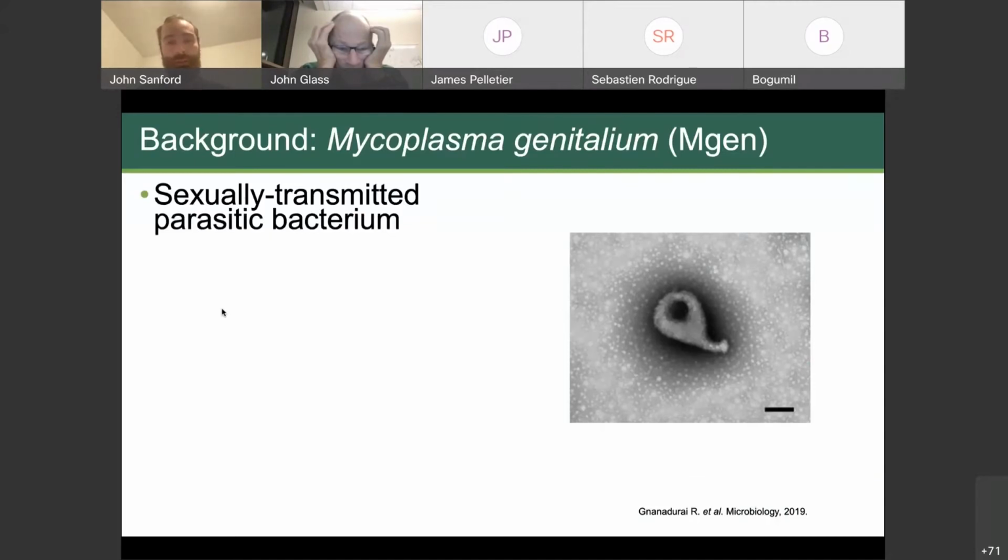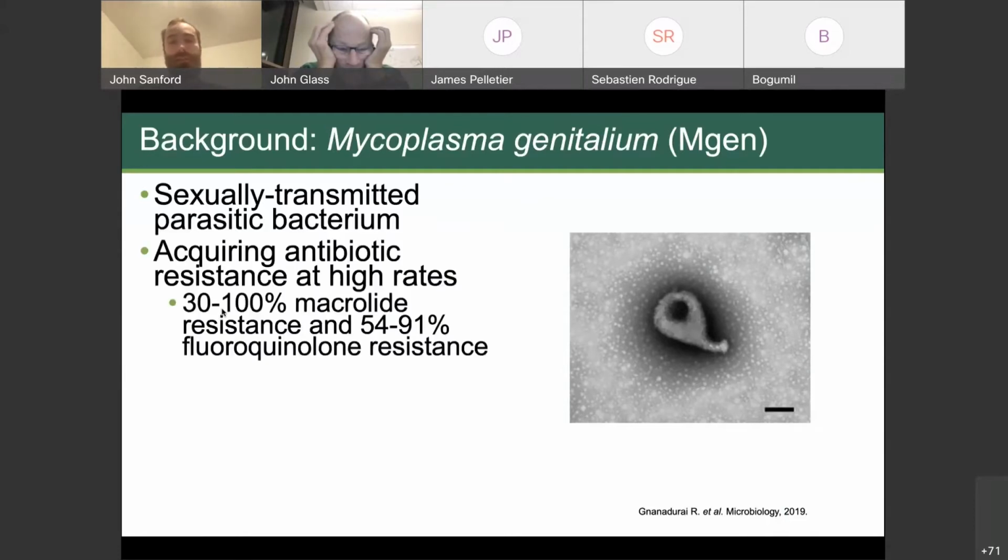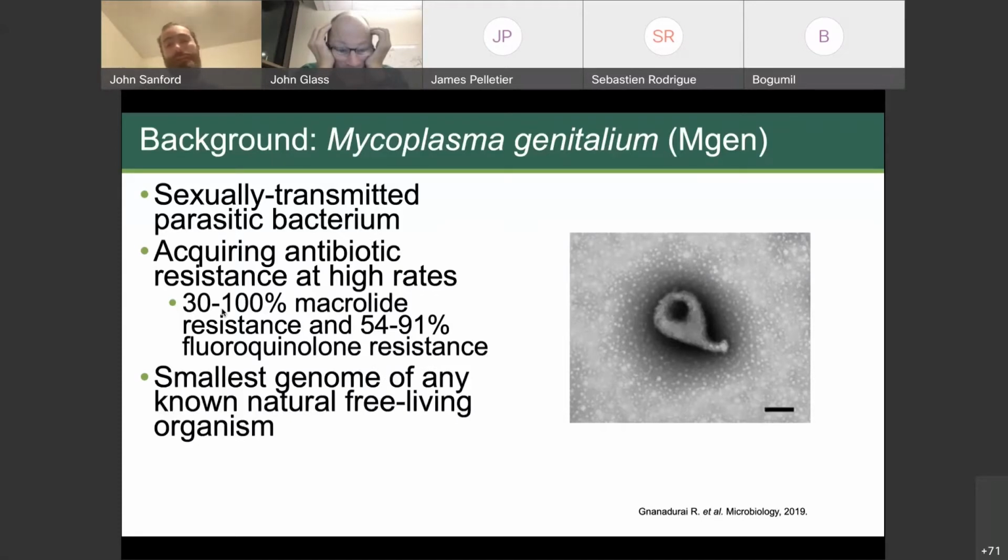Just for a quick review for those of you who aren't mycoplasmologists, or in the event there are any. M. genitalium is a bacterial STI. It is acquiring antibiotic resistance at a pretty alarming rate. Obviously, in addition to the genus's inherent resistance to anything that targets cell wall biosynthesis on account of it not being there, it's also picking up resistance to the one or two antibiotic classes that are effective against this species. I include a very important caveat that this is the smallest genome of any naturally occurring free living organism.